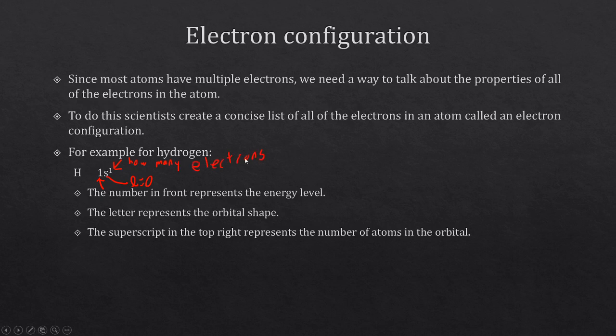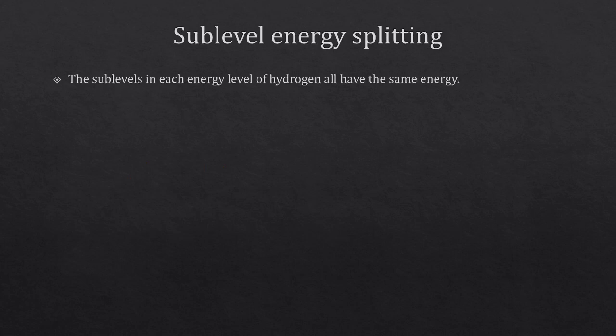So we'll start dealing with orbitals that can contain more than just more electrons, and so we need to count how many are in those. Now, there's a little bit more that goes into how we deal with all these different electron configurations. To do this, we need to talk about something we call sublevel energy splitting.